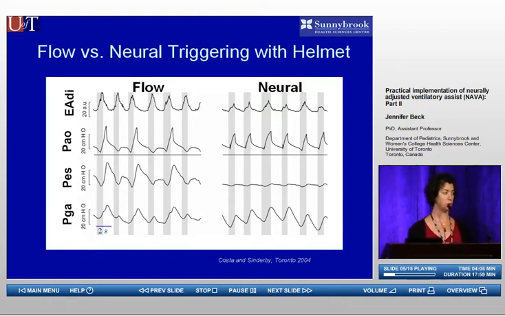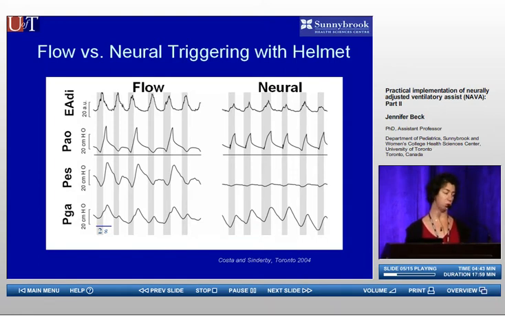The next few slides I'm going to show you are from studies that were done by fellows who were visiting our lab. I am not the principal investigator, and hopefully I will do justice to them. We did a study 2 years ago where we compared flow triggering and neural triggering of the helmet device. The mode is pressure support, and all we've done is change the trigger signal.